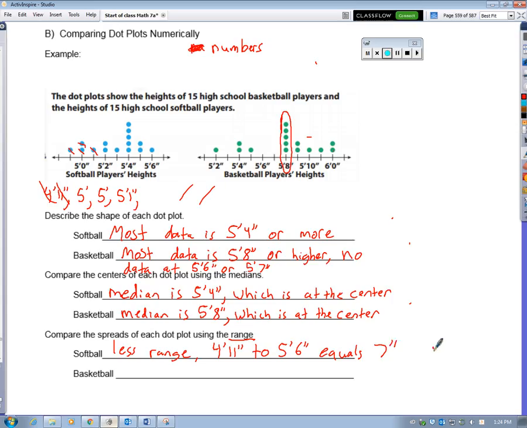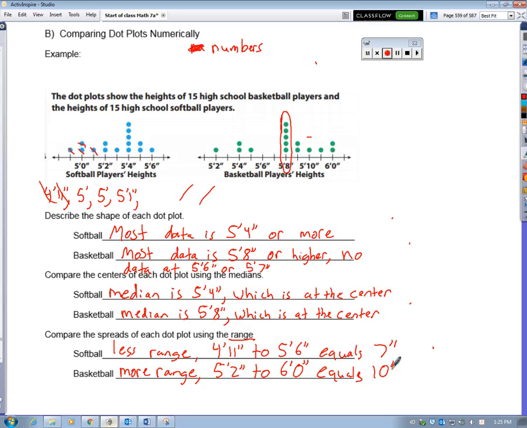If I want to do the same thing for basketball, this is going to obviously have more range, because these data points are more spread out. We got our smallest number at 5 foot 2 inches, and it goes all the way up to 6 foot 0 inches. So if you count up the inches in between, the smallest to the largest, we get a range of 10 inches.